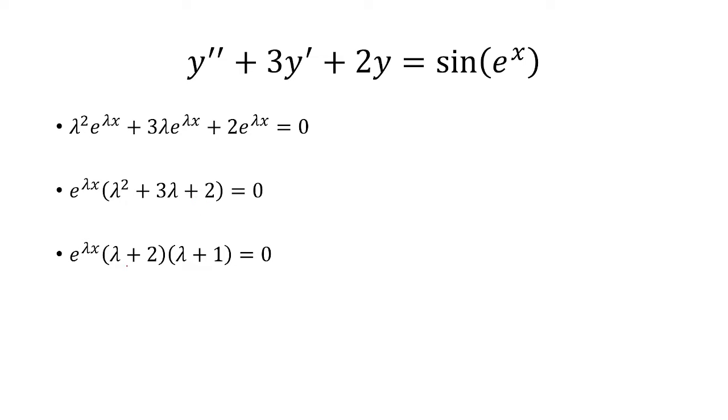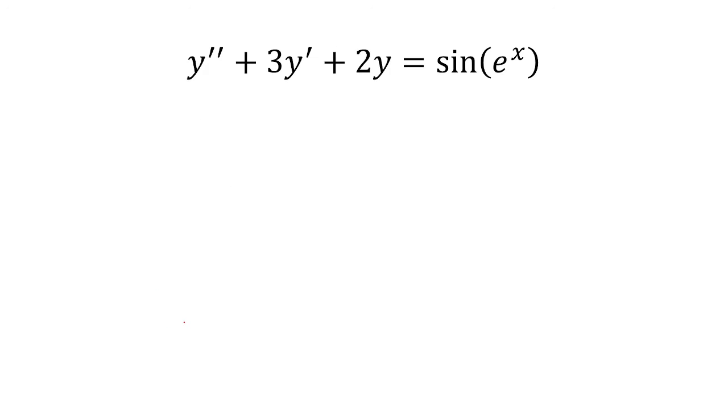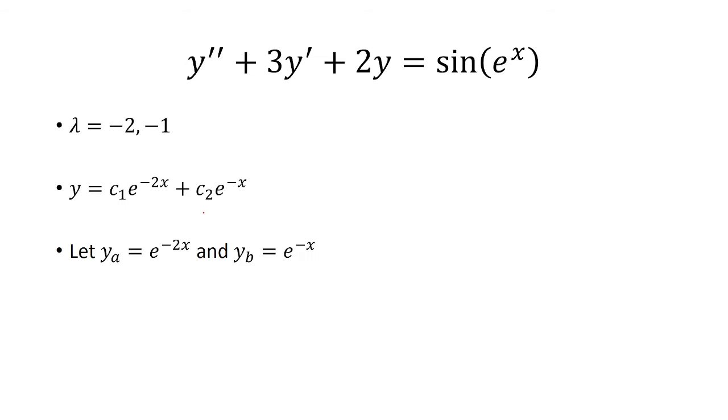Now factor that again into (λ + 2) and (λ + 1) and get λ as negative 2 and negative 1. Now we're going to set these equal to the exponents for the general solution. So it'll be c1 e^(-2x) plus c2 e^(-x). Now we're going to set y_a equal e^(-2x) and y_b equal e^(-x). And we're going to compute the Wronskian.